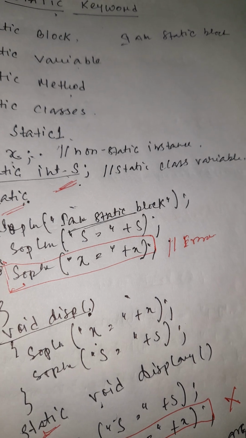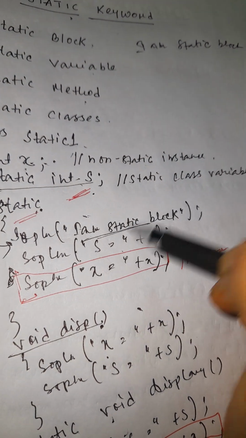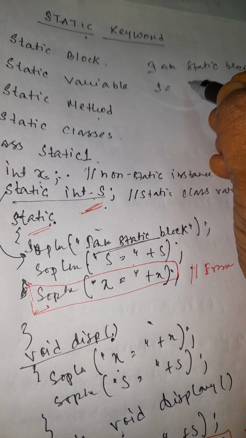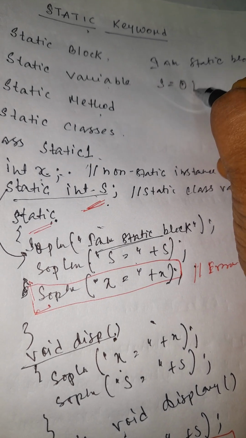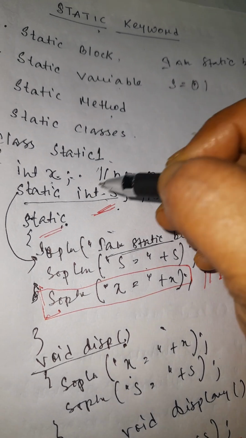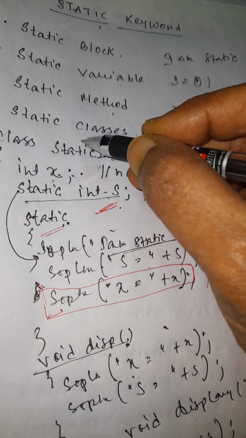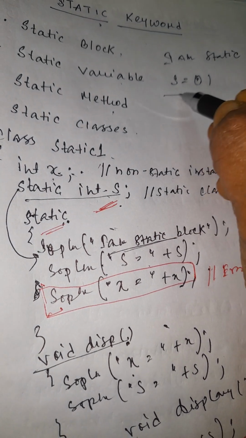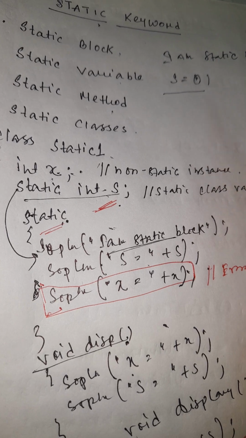Next, within the static block I have one more statement, that is s equal to the value of s. It will be 0. Why? Because the static variable is also a member variable of the class, so its default value is 0. Okay, now the static block is over. Next, what is the part?